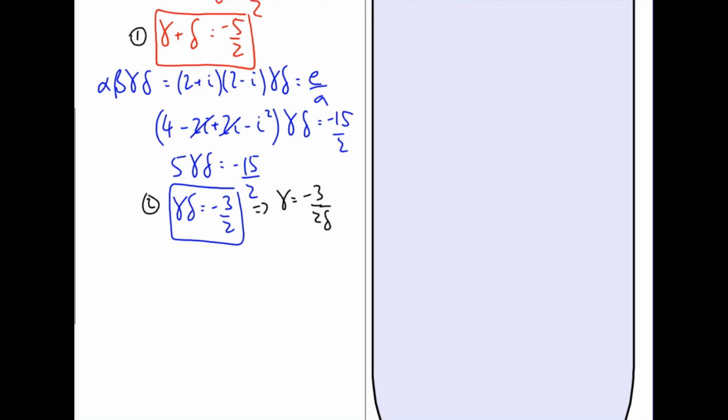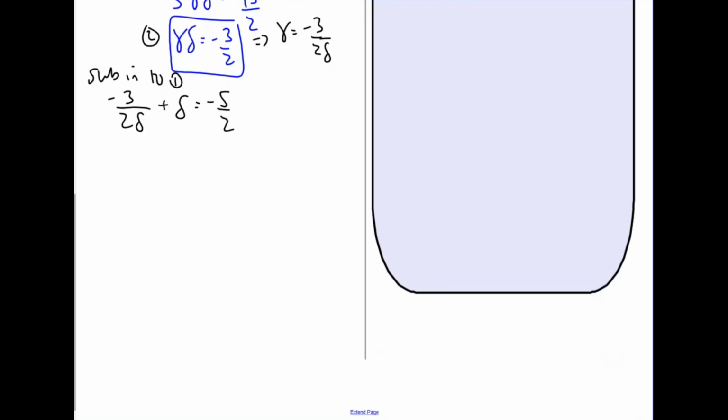So if I rearrange this one by dividing through by delta or gamma, it doesn't really matter. So I get minus 3 over 2 delta, and then I'm going to sub this one into equation 1. So I've got minus 3 over 2 delta plus delta equals minus 5 over 2. This is an equation that I can solve to calculate delta.